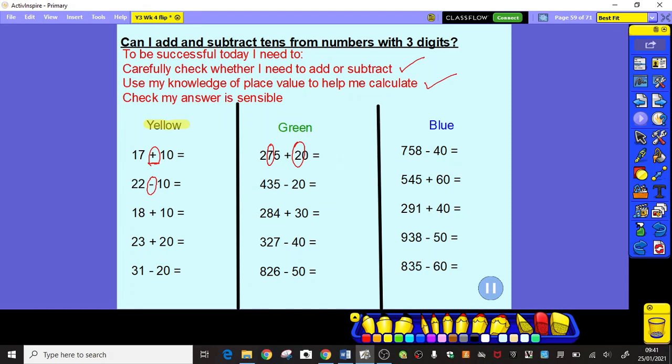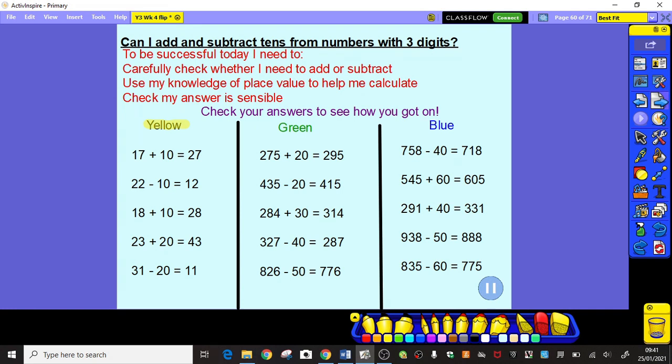If I'm adding, my answer's going to be bigger. So if I start with 275 and then my answer is 255, well, that's smaller. So that's not a sensible answer. You need to be checking that your answers are sensible. Pause the video and have a go. Great. Let's have a look at the answers. Check and see how you got on.